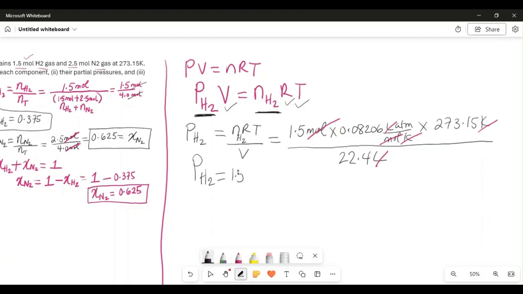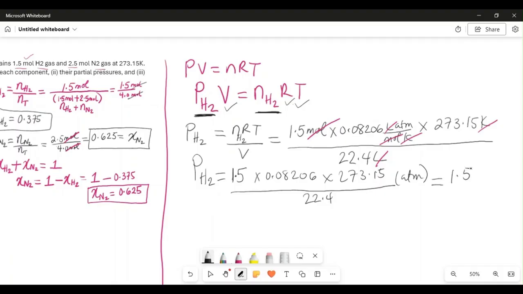Let's first of all rewrite this for anyone who's confused. So 1.5 times 0.08206 times 273.15, all of that divided by 22.4, and then you have atmospheres here, which is the unit for pressure. You put all of this information in a calculator to get 1.501 atmospheres. And if we want to stick to the two sig figs of our parameters, we end up with the pressure for H2 to be 1.5 atmospheres. So that is the answer to this particular part of the question.